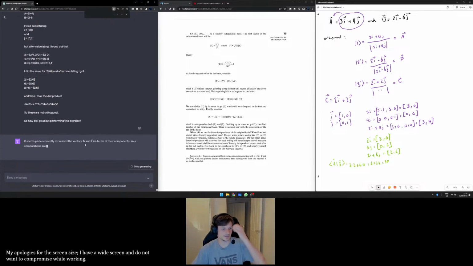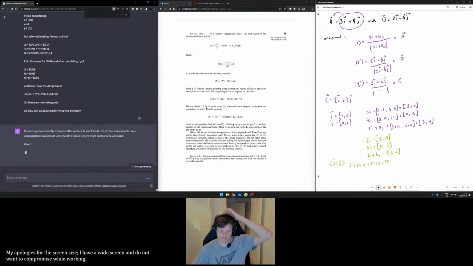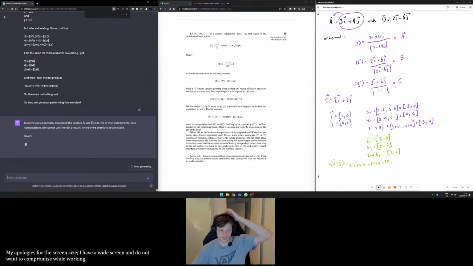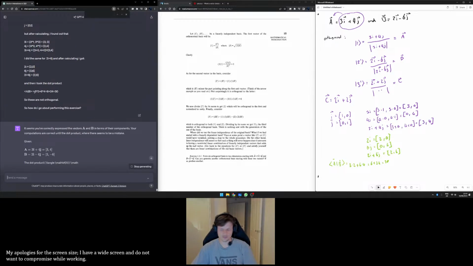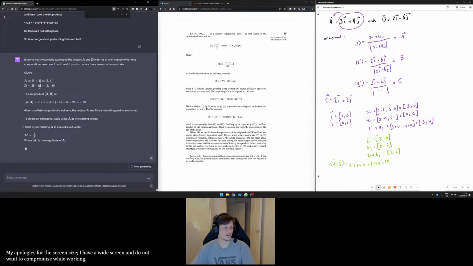It seems you correctly express the vectors A and B in terms of their components. Your computations are correct until the dot product, where there seems to be a mistake. Dot product is 3 times 2 plus 4 times negative 6 equals 6 minus 24 equals negative 18.